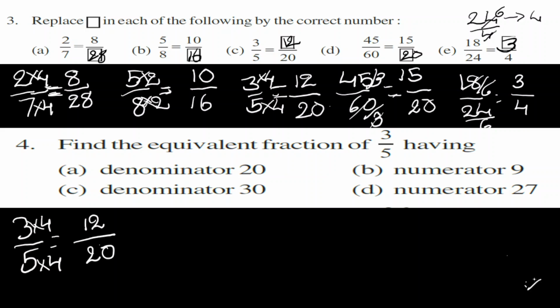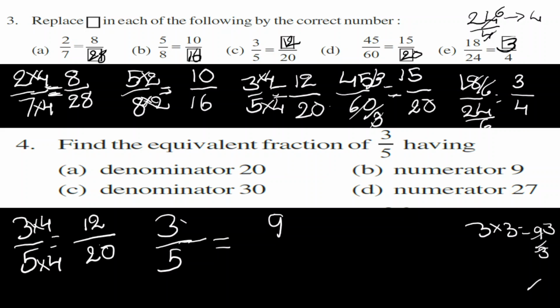And next we need to find the equivalent fraction of 3 by 5 with numerator 9. You know that 3 into 3 is equal to 9, or we can obtain it by 9 by 3. 3 3s are 9. So we need to multiply both the numerator and denominator by the same number. Here 9 by 15 is the equivalent fraction.